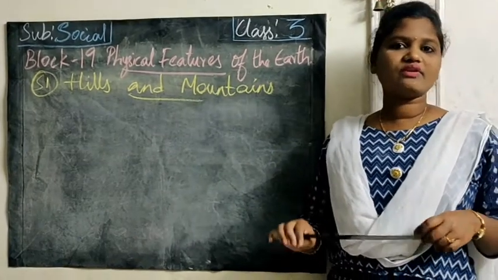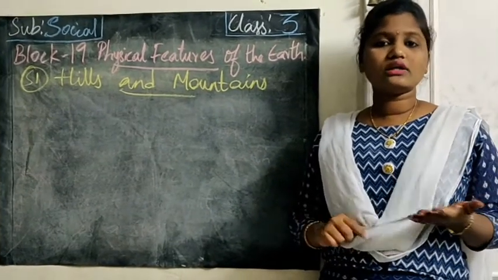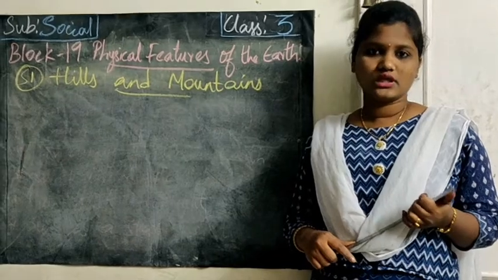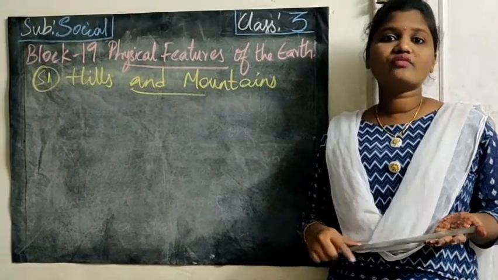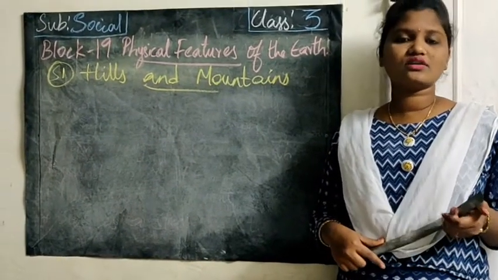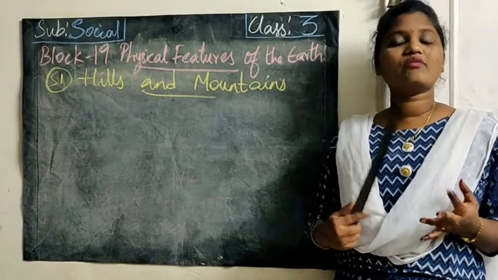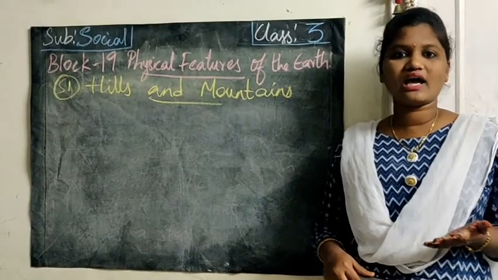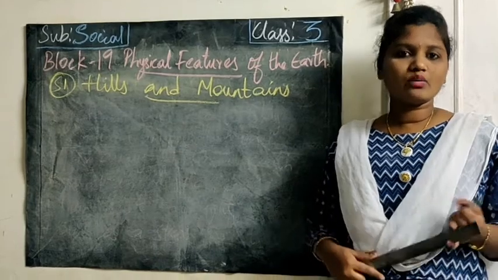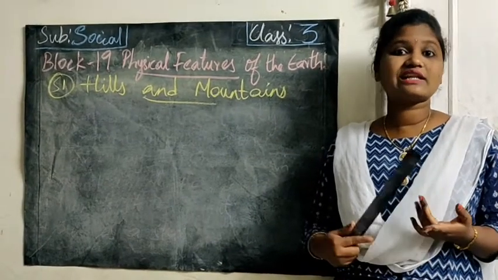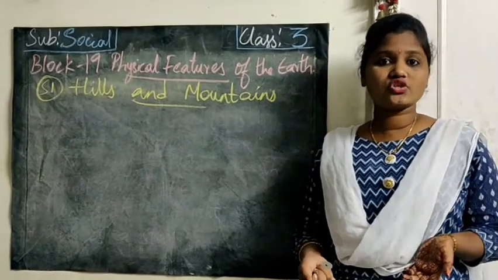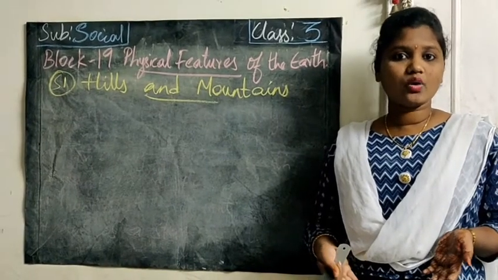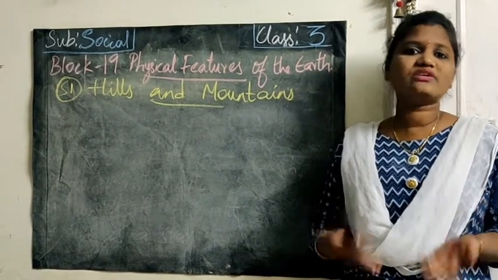Do you think in our country the earth is flat? No, we have different features on the earth. We have different landforms, we have water bodies, and so many others, like mountains, hills, deserts, plains, plateaus, lakes, ponds, oceans, and seas.